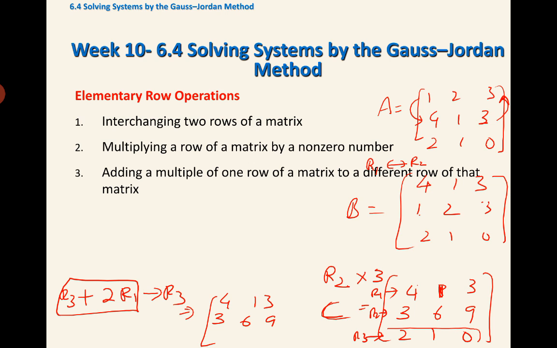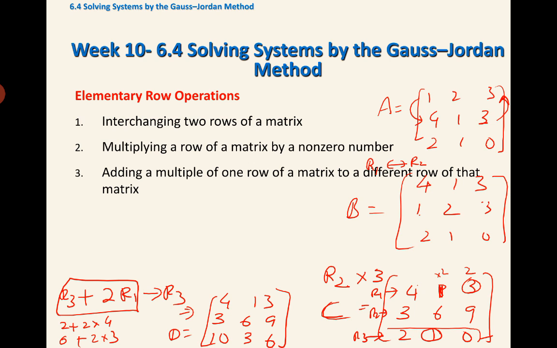So previous row 3 is 2 1 0. First element: 2 plus 2 times 4, so 8 plus 2 is 10. Second element: 1 plus 2 times 1, 1 plus 2 is 3. And finally 0 plus 2 times 3, so you will get 6. What we are doing is taking the old R3 and adding 2 times R1 term by term to the old R3. So you get a new matrix, call it D.